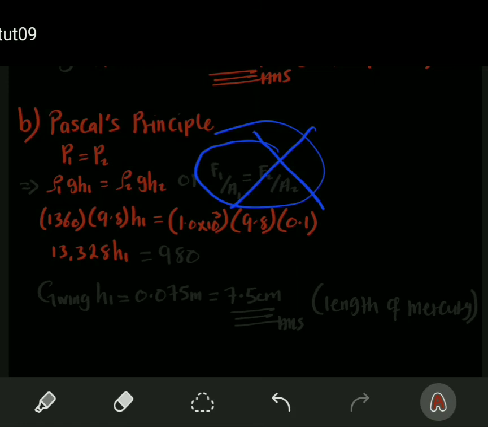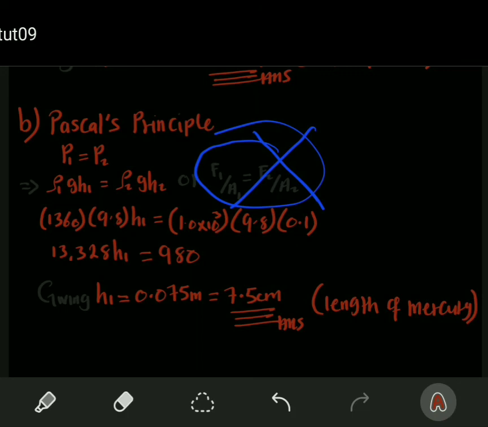If we work this out, we'll have 13,328 H1 being equal to 980, from which we can obtain the value of H1 as 0.07 meters, equivalent to 7.5 centimeters. All right, so this is the length of the mercury column.